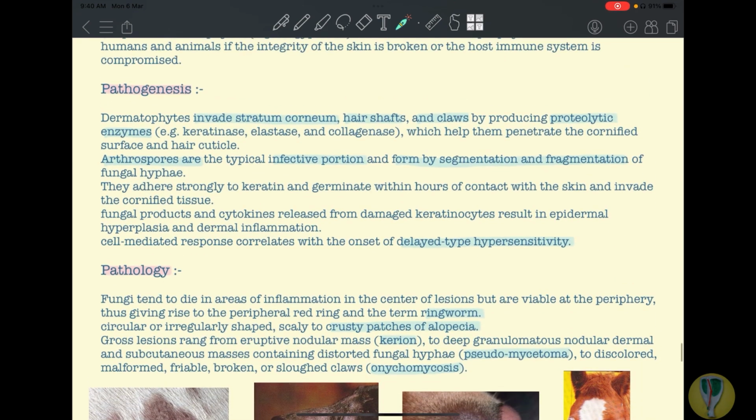Then pathogenesis. Dermatophytes invade the stratum corneum, hair shaft, and claws by producing proteolytic enzymes. Okay, so what are these proteolytic enzymes? Keratinase, elastase, and collagenase. And these enzymes help them to penetrate the cornified or keratinized structures.